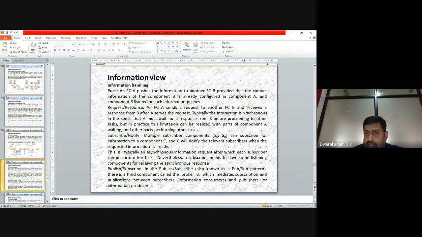Typically, the interaction is synchronous in the sense that A must wait for a response from B before proceeding to other tasks. That means, as I requested, A should wait. It shouldn't go with any other work. You should wait until B's response is there. But in practice, this limitation can be realized with parts of component A waiting and other parts performing other tasks.